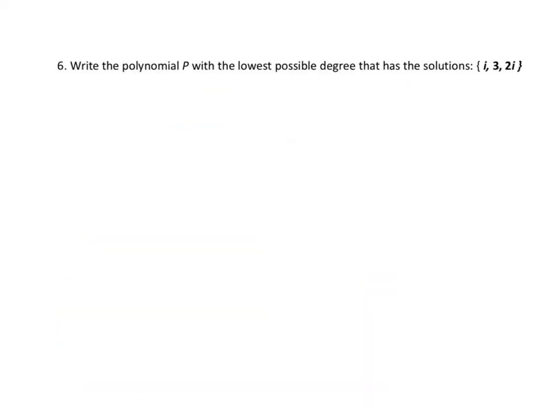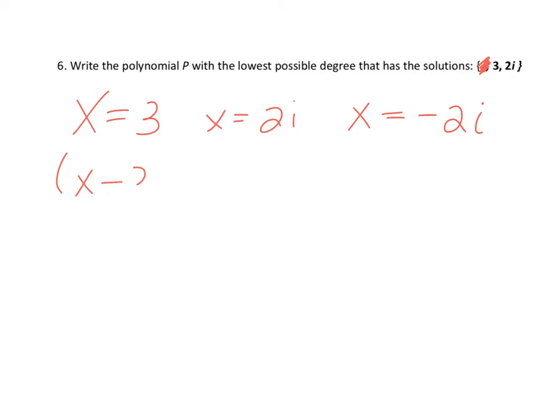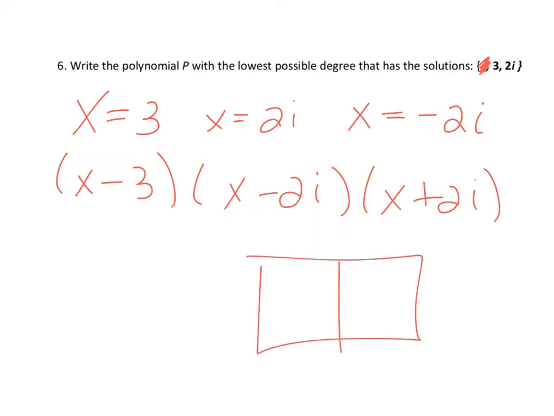This question says, write the polynomial p with the lowest degree possible that has these solutions. Now I told you to cross off the first i because I didn't want to make it too big. But the first thing you're going to do is set them all equal to x, and then you should know from the conjugate pairs theorem that if you have 2i, you have negative 2i. And then you're going to bring the numbers back to the x's by changing their signs. And then you're going to box method this. I would box method the i's first because they're partners and they probably will work out nicely.